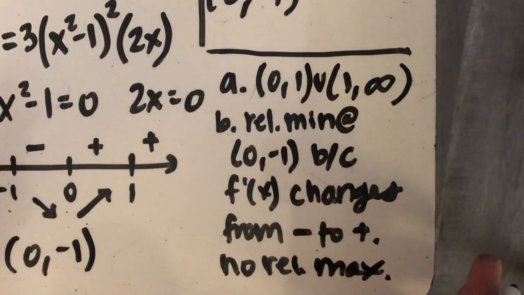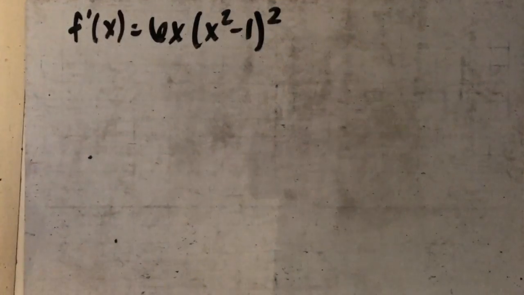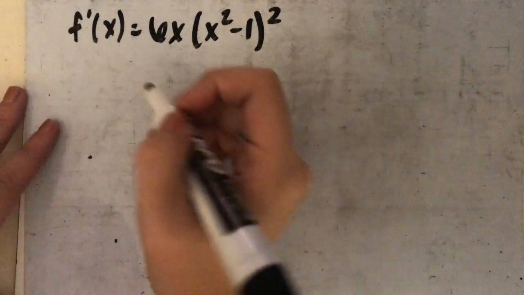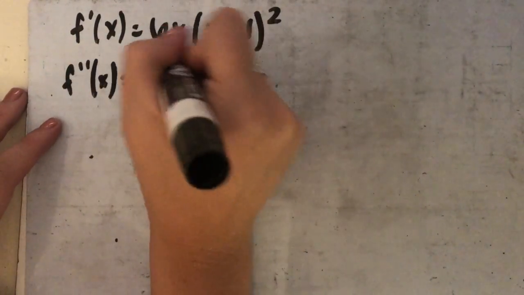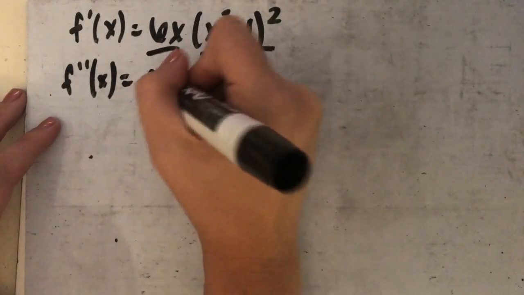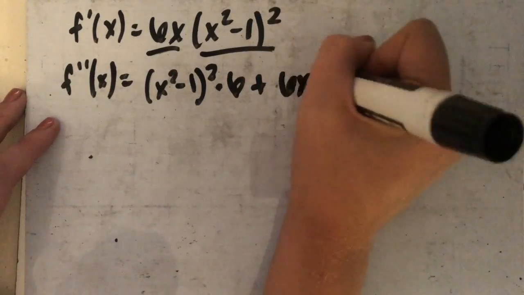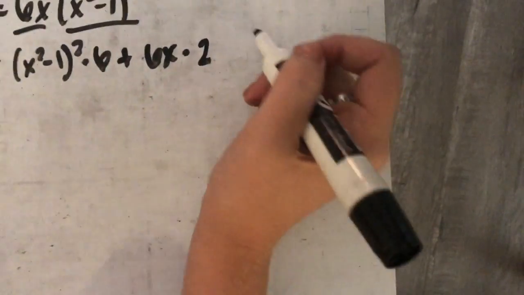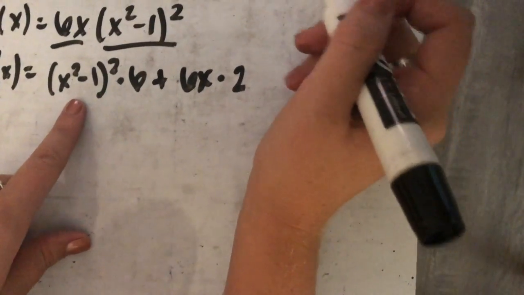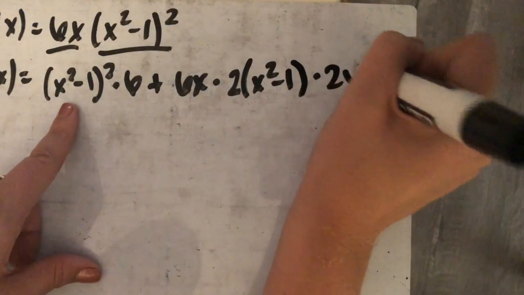For what values of x is the graph concave up? Here we go, part C. Okay, so for part C, to find where it's concave up, I need to take the second derivative, which is going to require a bit of product rule here. So I would have, this is my first and this is my second. I have the second times the derivative of the first plus the first times the derivative of the second. The derivative of this one would be chain rule times derivative of the inside.